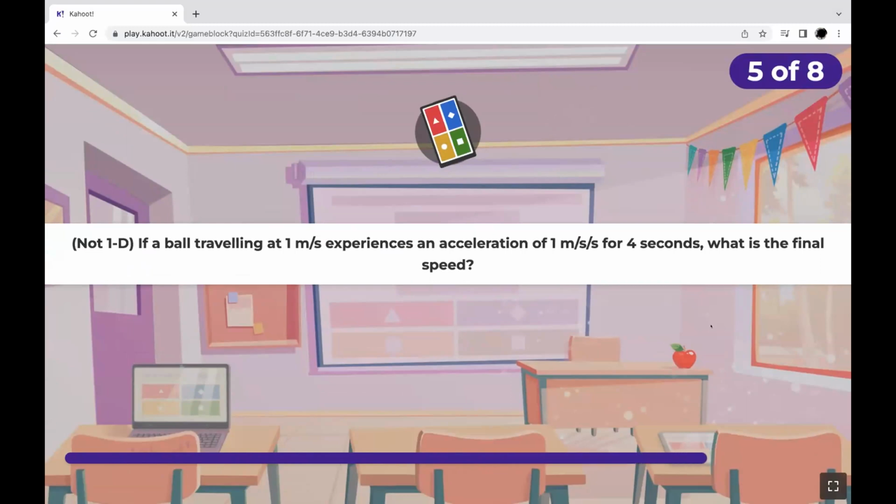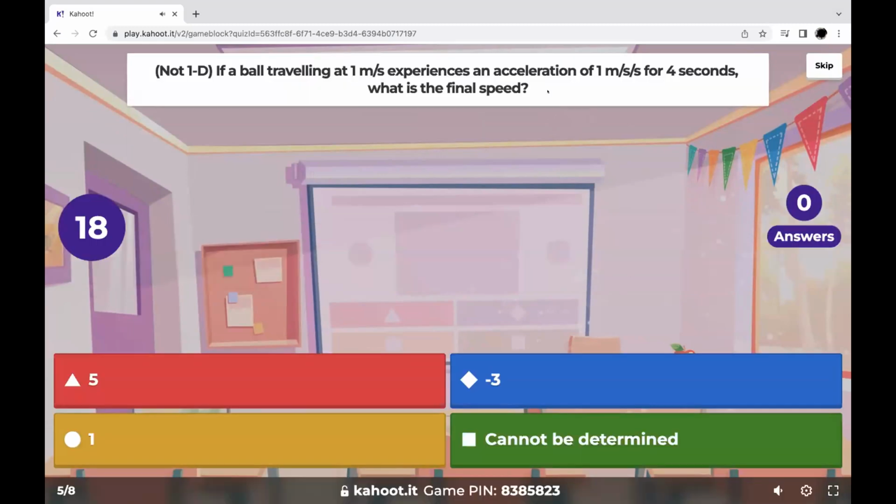For this question, it's not going to be just 1D, just like any case ever. If you have an acceleration like that, what's going to be the final speed here?